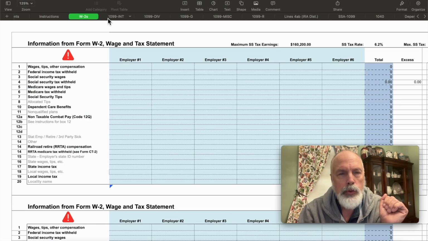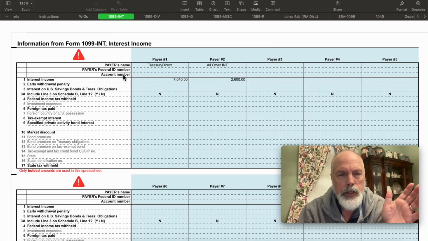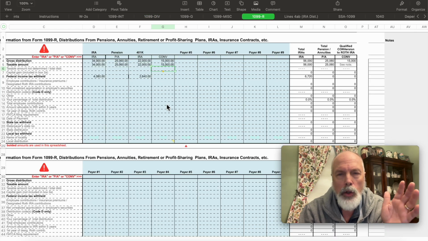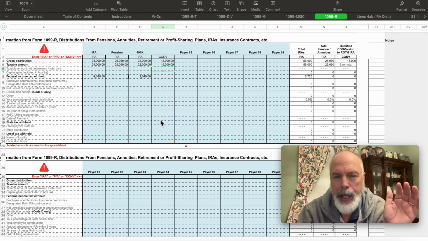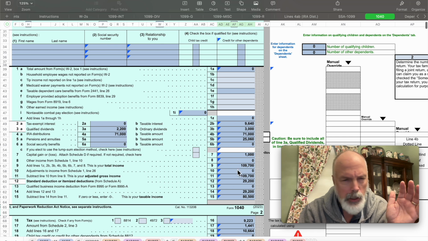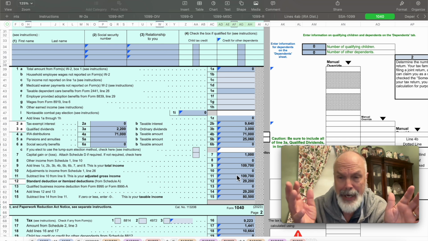There are no W-2s for the retired couple. The interest, I plugged in an estimate of what they got for the Treasury Direct interest, as well as other interest from all other banks and brokerage firms. And in dividends, I plugged in ordinary incomes and qualified dividends. 1099-R, I plugged in the withdrawal from the IRA, the pension, 401k withdrawal, and then this conversion. And then you go to the 1040. It'll show you that your total income, your total adjusted gross is now, so in my case, that'd be a problem.